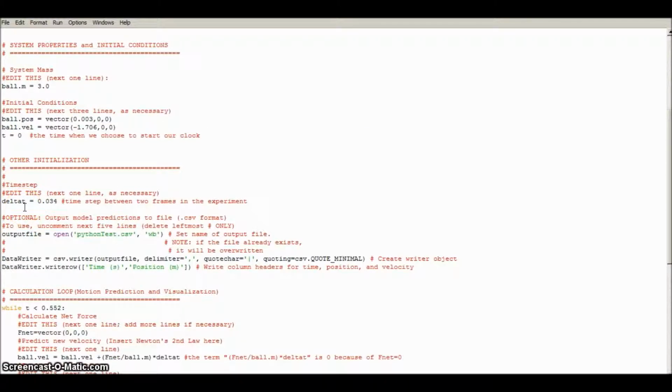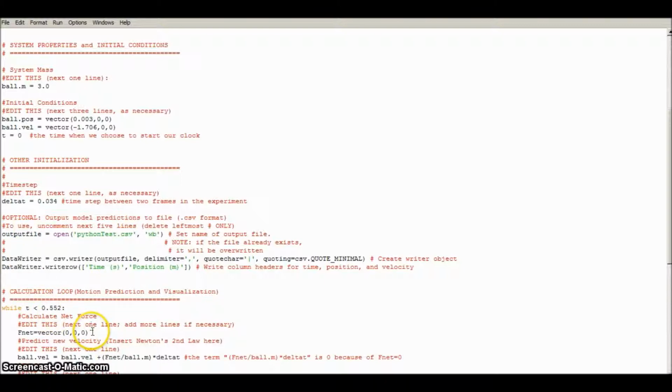I also set the time step delta t to 0.034 seconds, which is the time between two frames. I calculated that through the frame rate of 29 frames per second. I used this time step to have the same amount of data to compare.